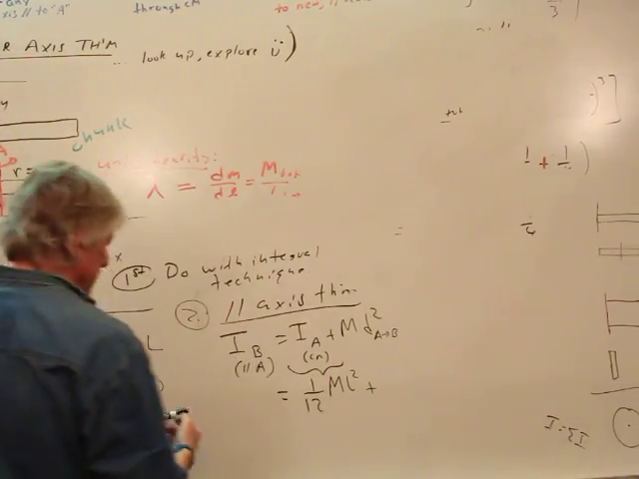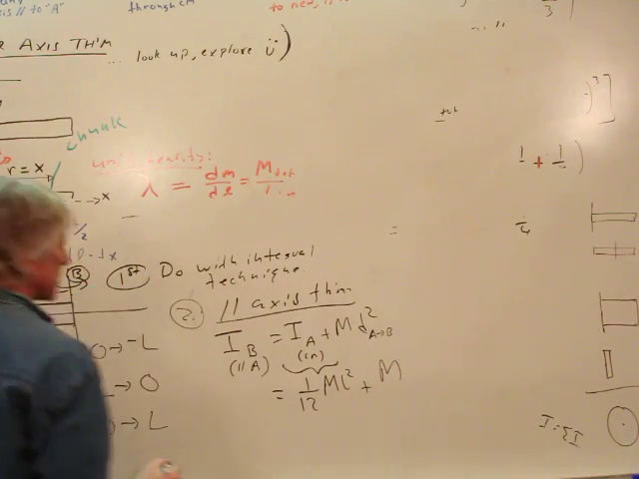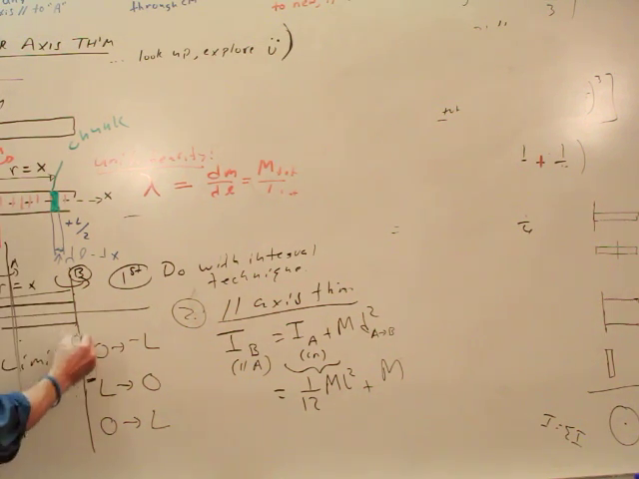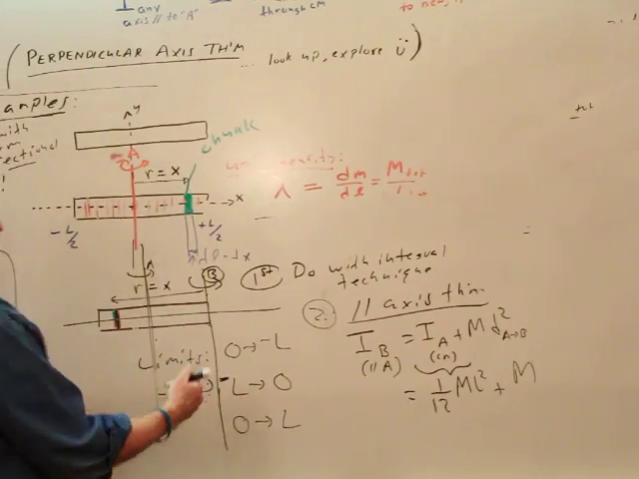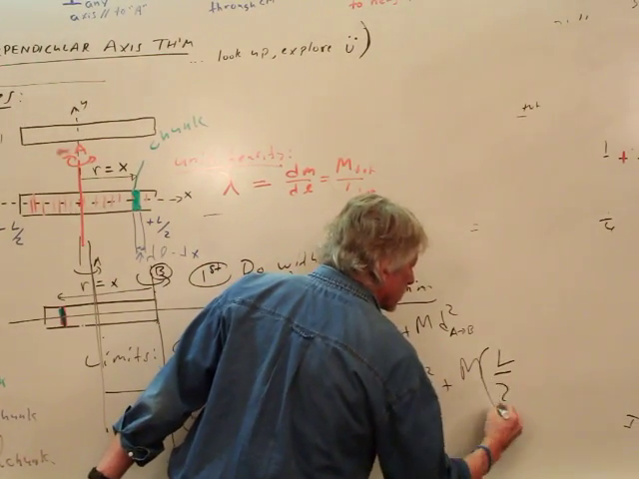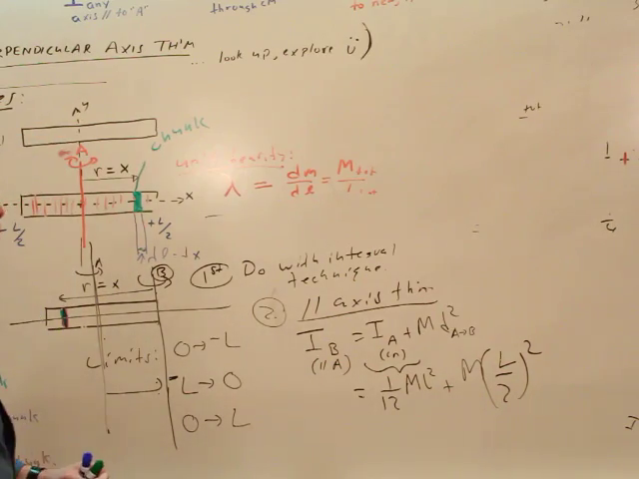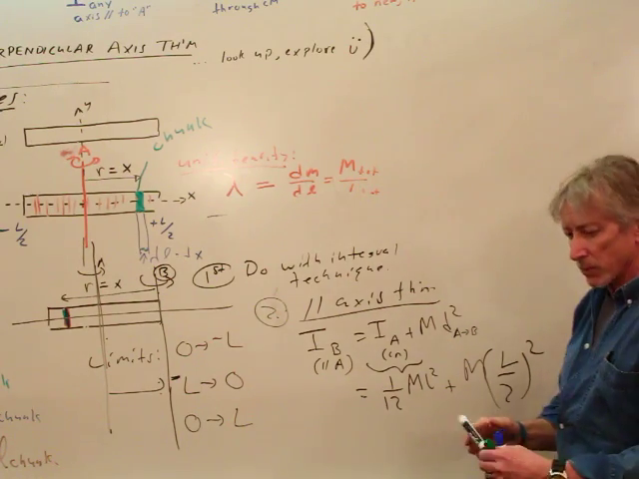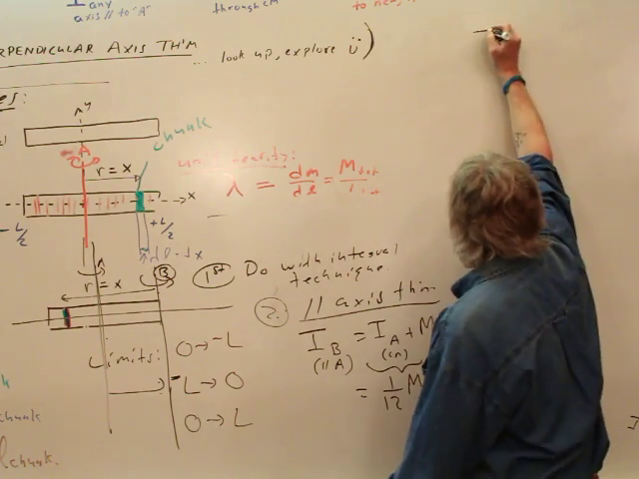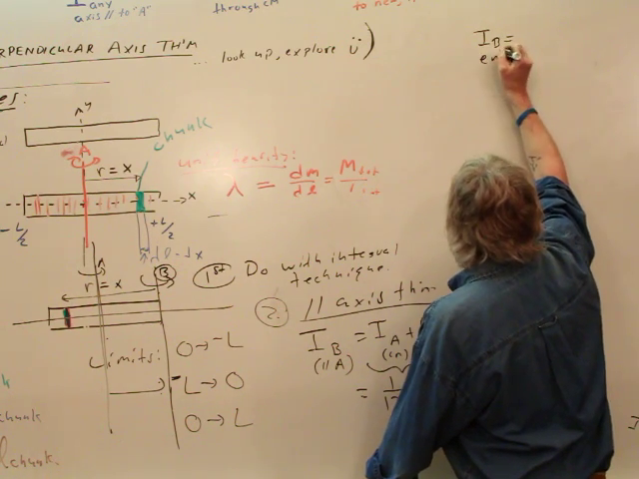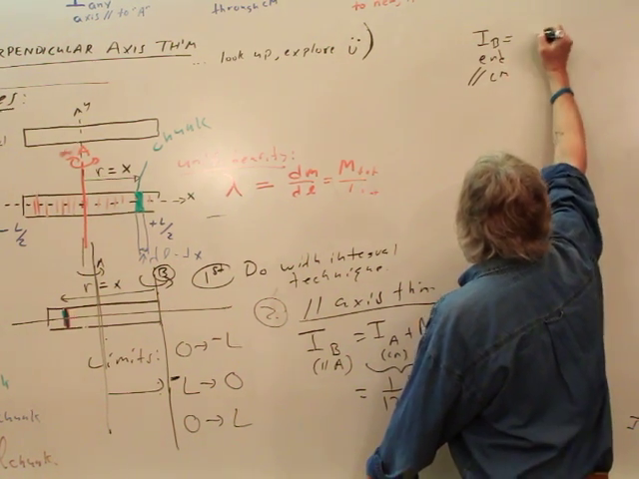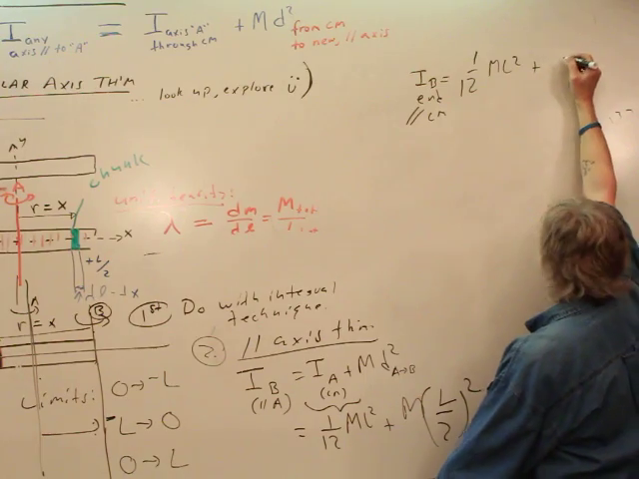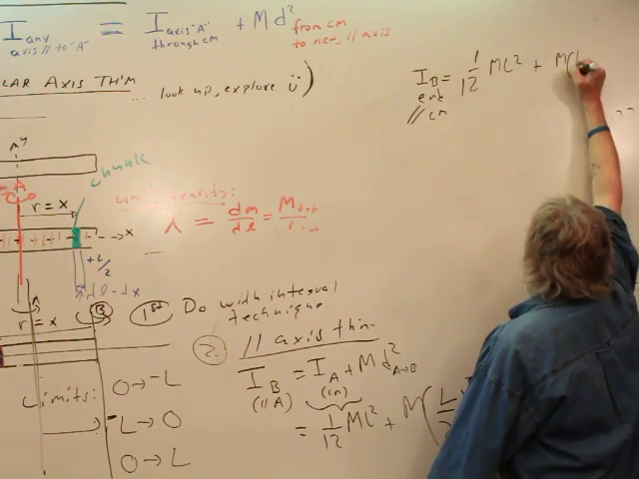Okay, so what have I got here? This is equal to plus m. Now what's the distance from A to B? I chose it at the end, so that distance from axis A to axis B is L over 2. So L over 2 squared. All right, let's just do some algebra. This is great. I don't have to think about physics anymore. Jeez, it's so hard. Okay, so I_B through the end and parallel to the center of mass is 1/12 ml squared plus m(L/2) squared.